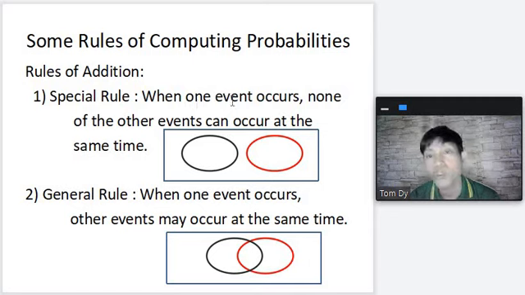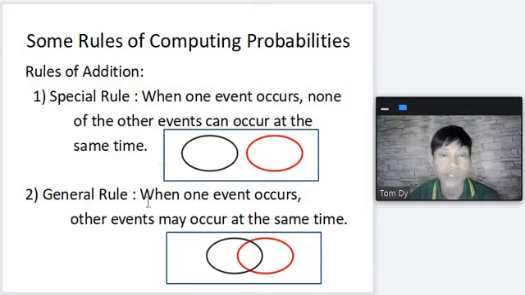So we have here some rules of computing probabilities. The rules of addition. First, we have the special rule and the general rule. When one event occurs, none of the other events can occur at the same time. So we have here the first event and then the second event. If this is our Venn diagram, then this is a set and this one is another set. Okay, so that is the special rule. When one event occurs, none of the other events can occur at the same time. That is the special rule of addition.